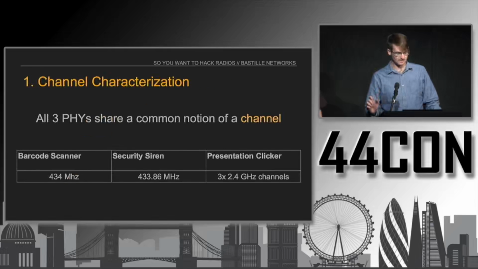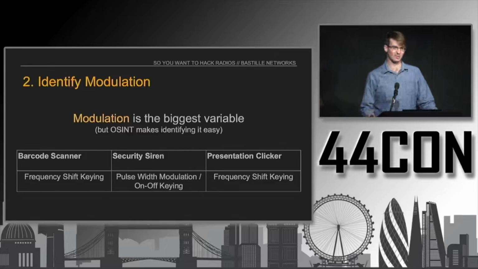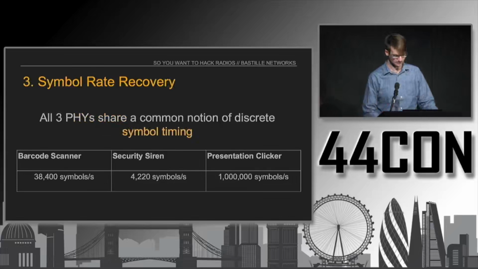So for all the devices, they all had some notion of a channel represented. The barcode scanner and the security siren were both at 433. The presentation clicker was a frequency hopping protocol up at 2.4 gigahertz, but they all have this notion of a channel that you can kind of characterize. The second element is where they differ the most, and that's the modulation. However, we've been able to show that relying on open source intelligence is able to reduce the search size quite a bit, if not tell us outright what it is.